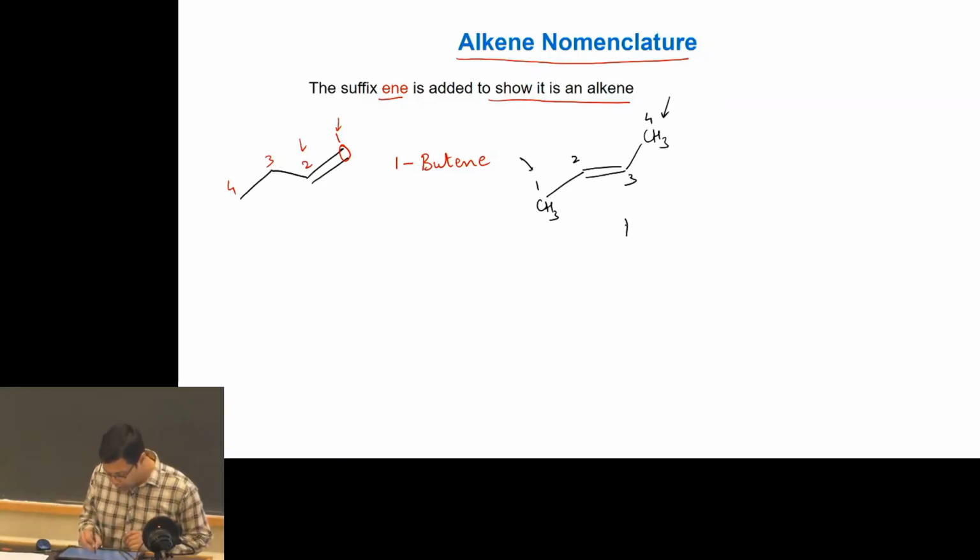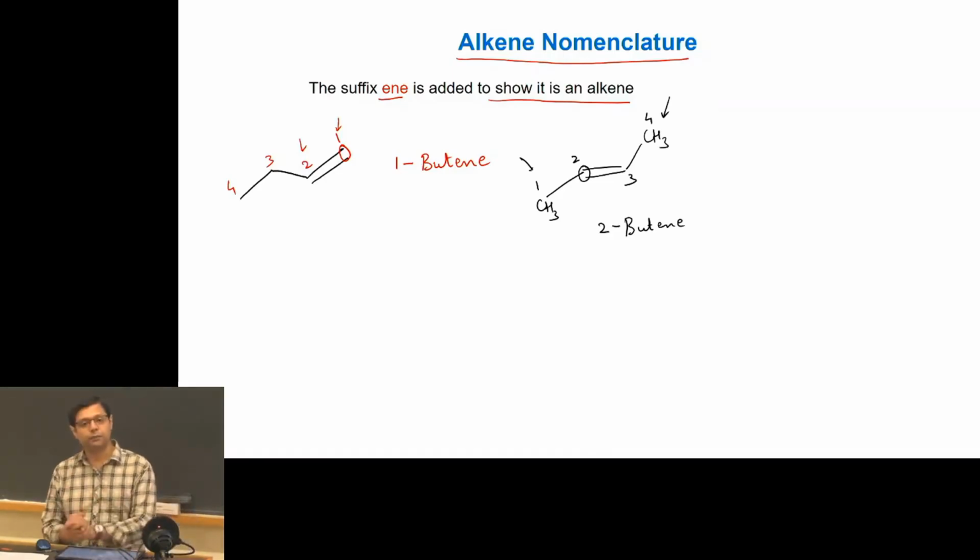So this is also a butene because it's a 4-carbon chain. Alkene means ene, so butene. Let's add the position of the double bond. The double bond is starting at carbon number 2, so this is 2-butene, right?